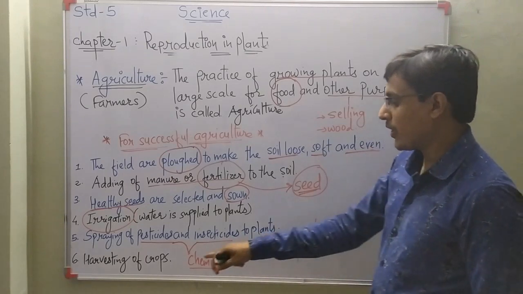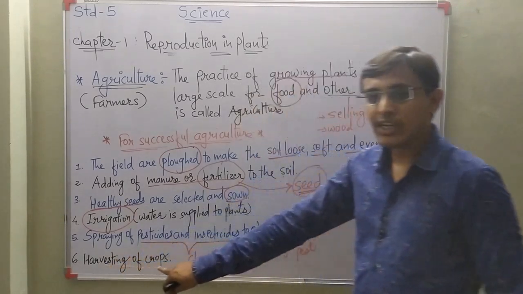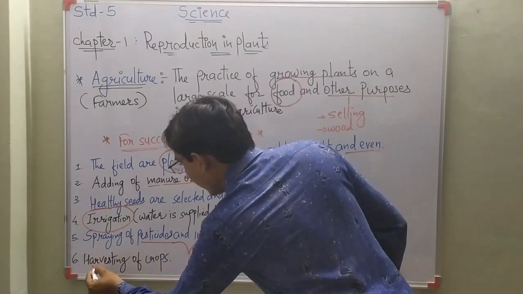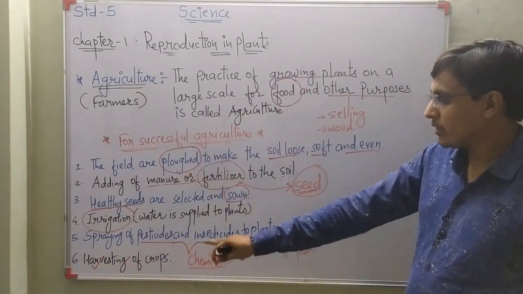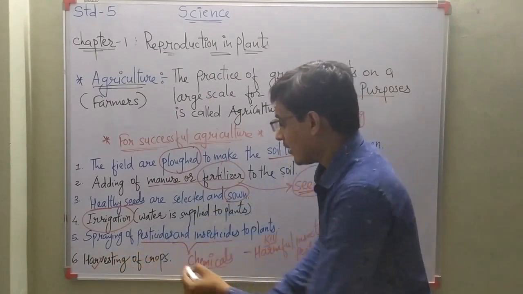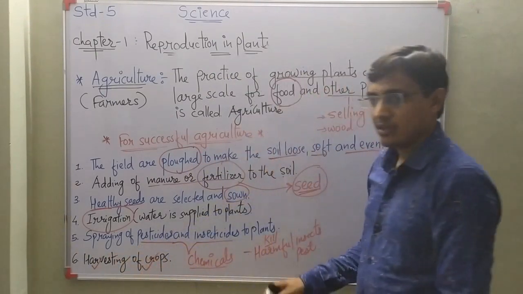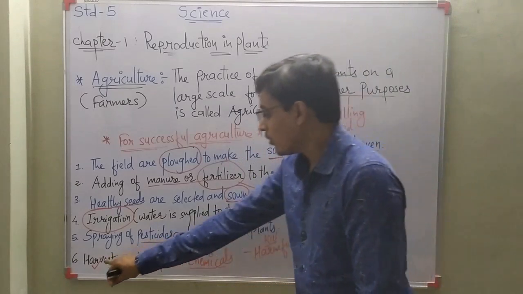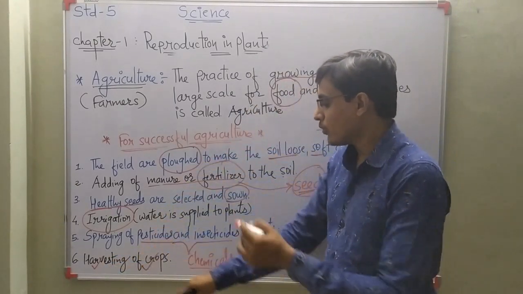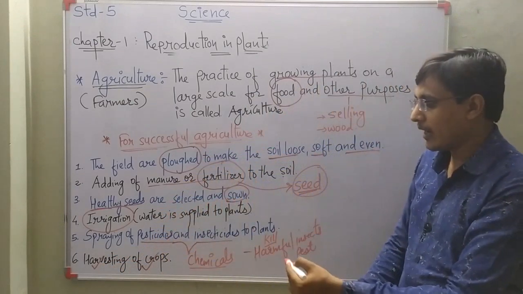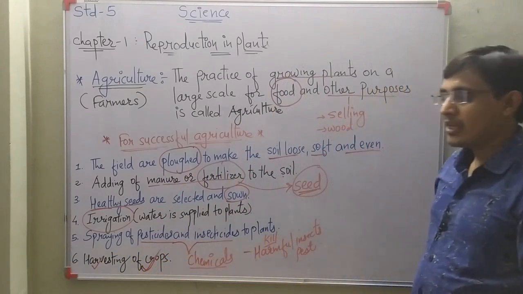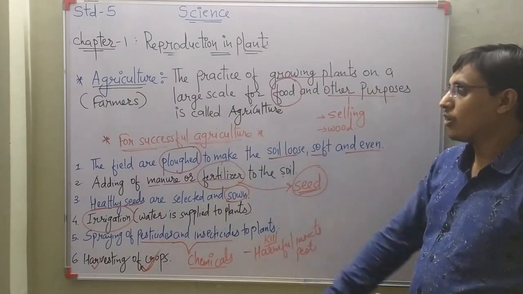And the last point, when the plant is fully grown and the fruit gets ripened, what we have to do? We have to take the fruit from the plant, cut the fruit from the plant, and gather it in one place. This process is called harvesting of a crop.